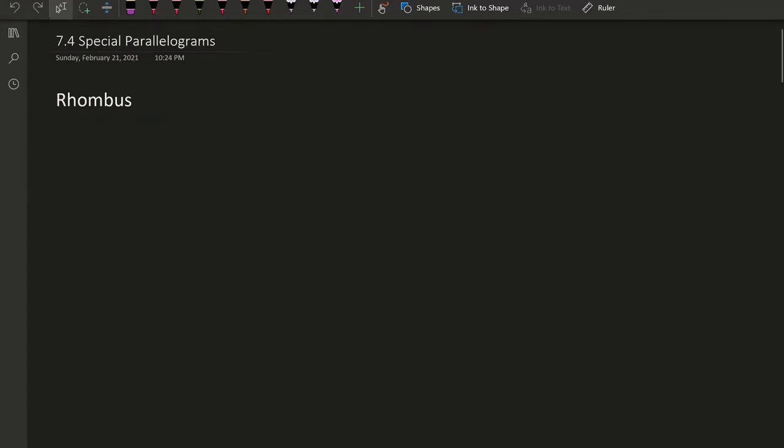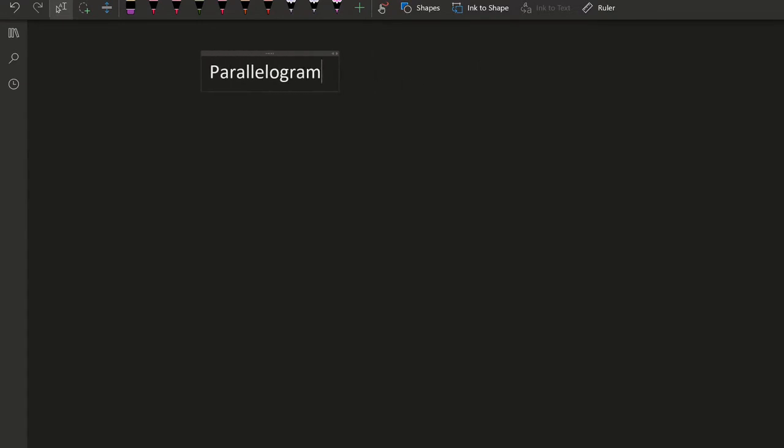Now before we get into the special parallelograms, I want to take a moment to talk about what a parallelogram is. So a parallelogram is a shape that looks like that.